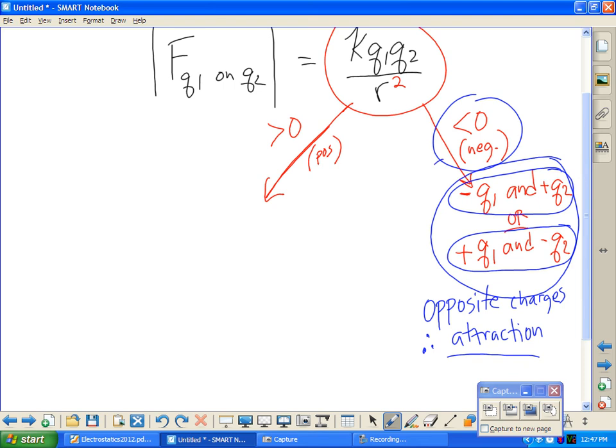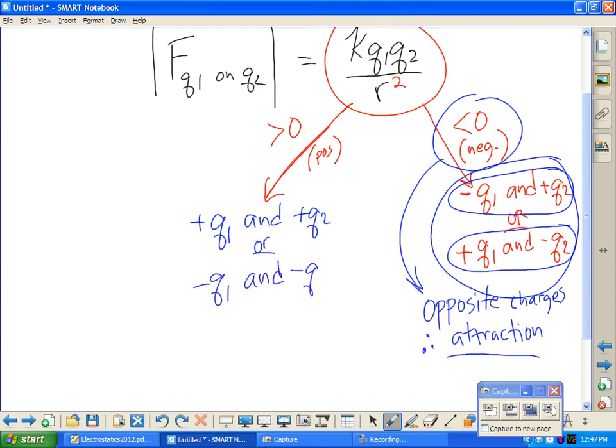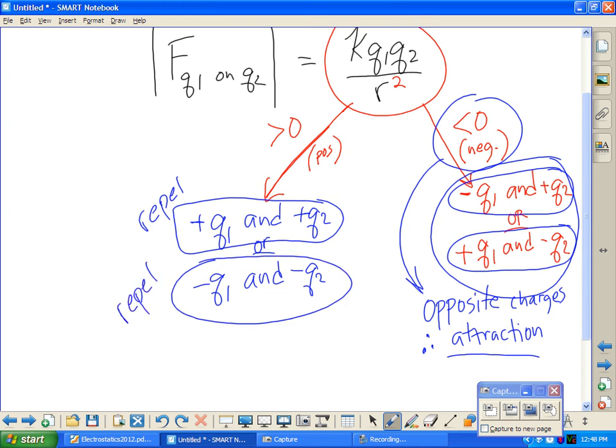The negative value for the Coulomb force means opposite charges are attracted. When will this Coulomb force be positive? When both are positive. If you have positive Q1 and positive Q2, or negative and negative, negative Q1 and negative Q2. Awesome. How do these two physically interact? Repel. These repel. And the other two? Also a repulsion. Excellent. So this means it's the same charge.